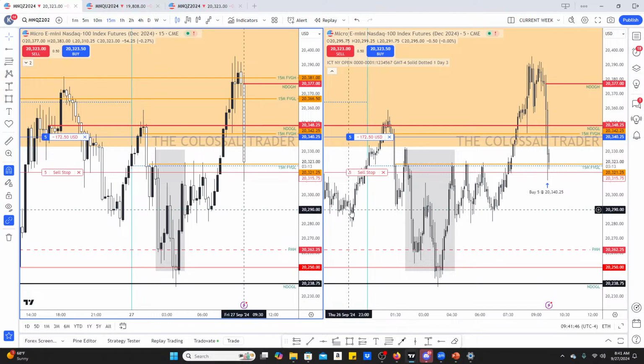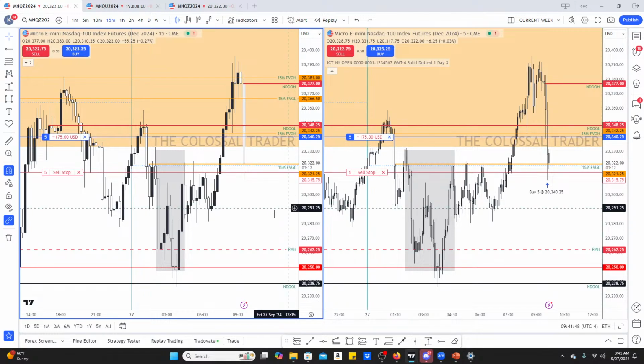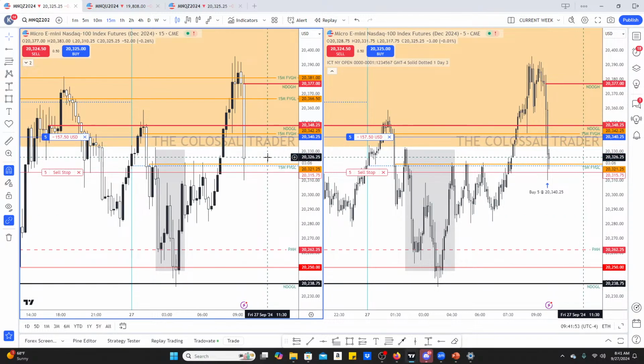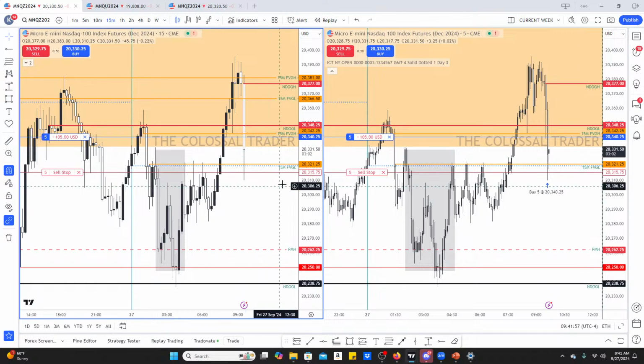So what would have been more ideal? Watch that first 15-minute candle close, and then make a decision. We have 3 more minutes. I think it wants to push out of it. I'll tell you that. I'm going to tell you why in a second.